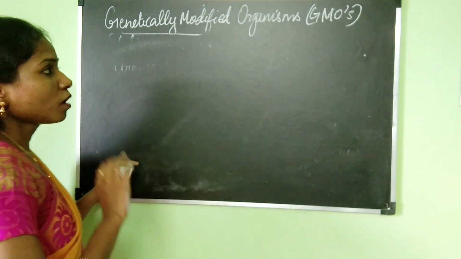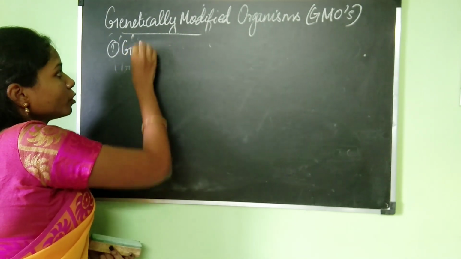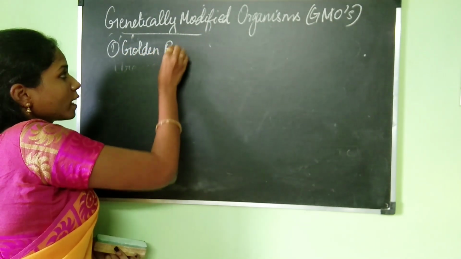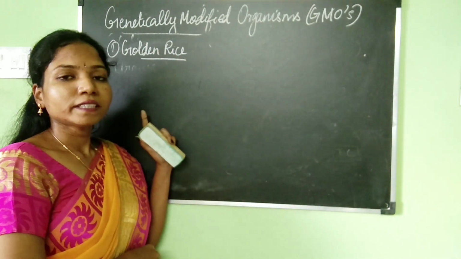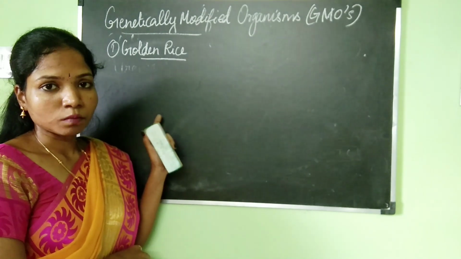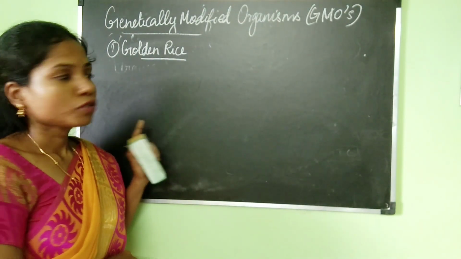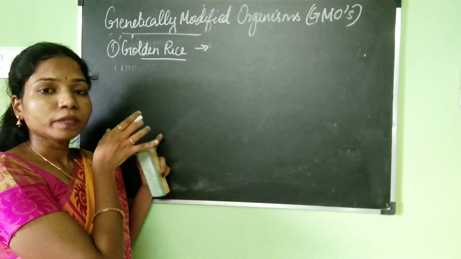First let's talk about the transgenic plants. Under that, the first example that I'm going to give is golden rice. What is this golden rice? Golden rice is a transgenic, genetically modified organism. It's a rice variety. What is the speciality of this golden rice and how is it created?